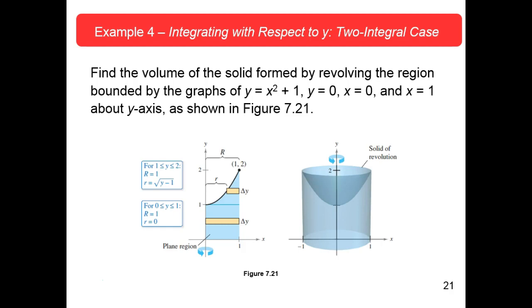Okay. Find the volume of the solid formed by revolving the region bounded by the graphs of y is equal to x squared plus 1, which is this curve here. See, it's a vertical shift of 1 of your regular old parent function x squared. Y is equal to 0, that's down here, the x-axis. X equals 0, that's the y-axis here, and x equals 1, that's this line over here. Okay? And you're revolving that around the y-axis.